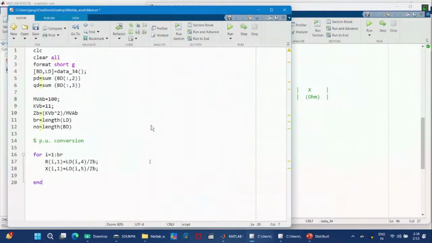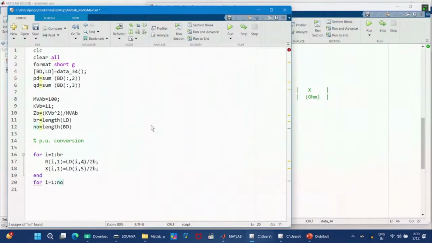That was the conversion of R and X. Similarly, we have to do the conversion for active and reactive power demand also. Now for the active power conversion, I equal to 1 to number of nodes. How many nodes are there? Based on that we have to do the conversion. So it's number of node, NO.